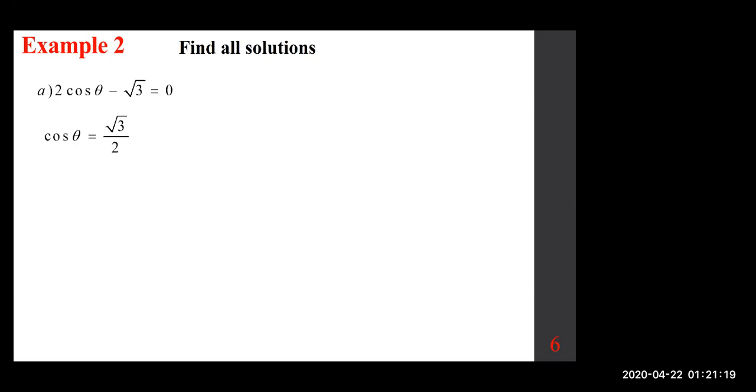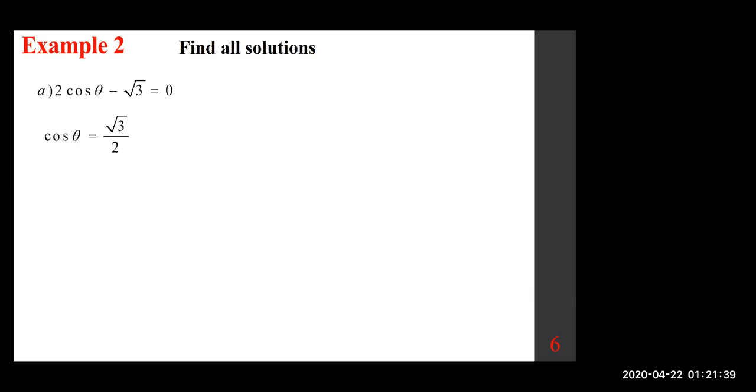Cosine is positive in 2 quadrants. Which ones are those? Besides the first one, there is one more. The second quadrant? No, in the second quadrant sine is positive. It is the fourth quadrant. Okay, good.